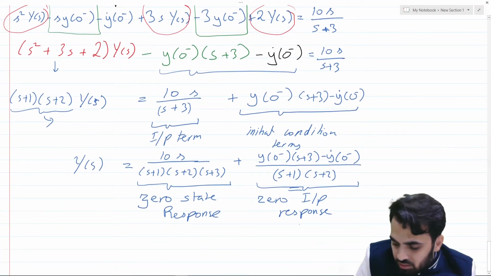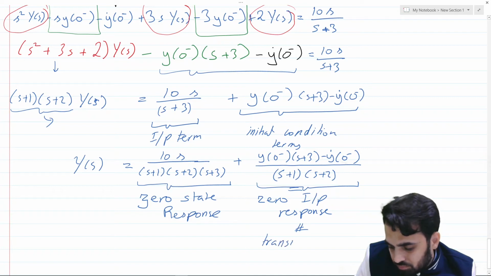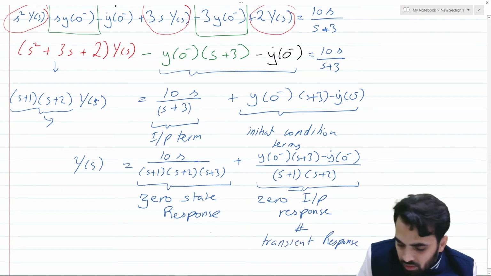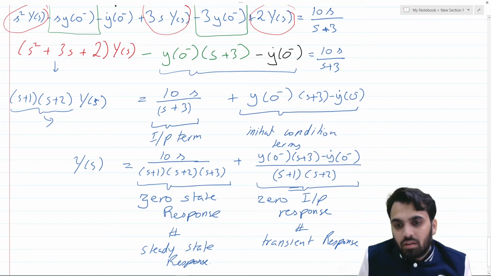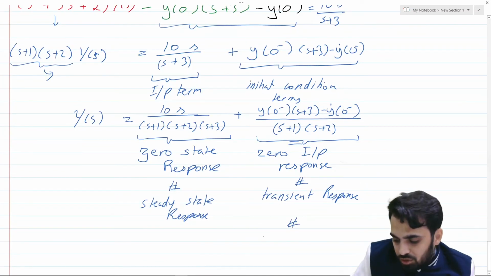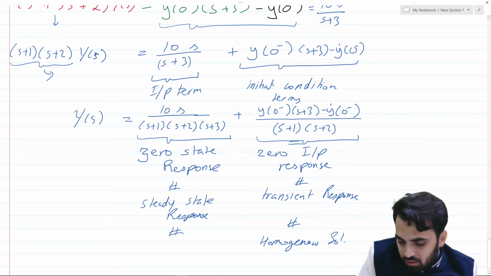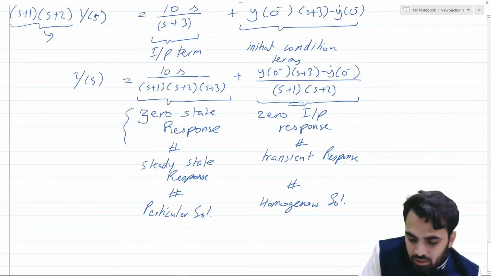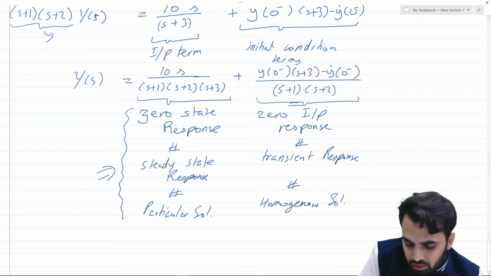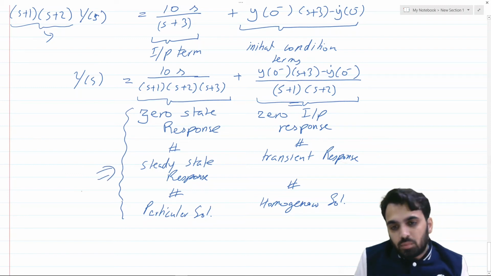Or you may call this a transient response, and this a steady state response, or maybe a homogeneous solution, and this is simply a particular solution. So different nomenclatures that you would observe in different textbooks and forums.